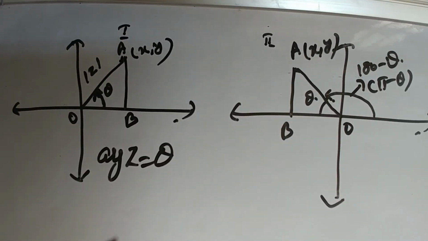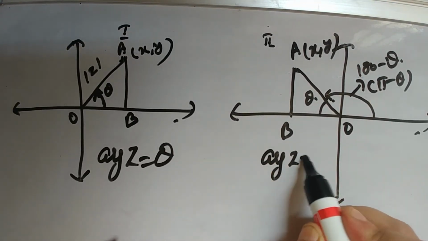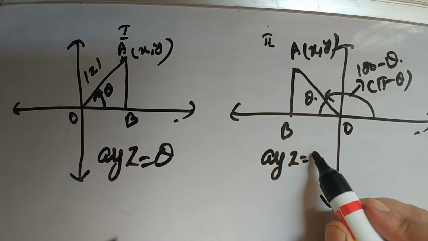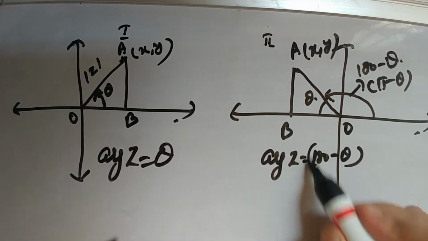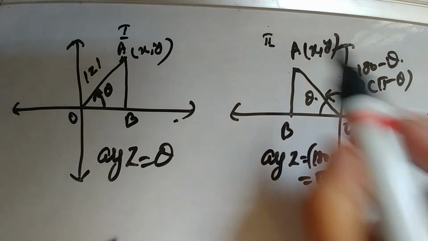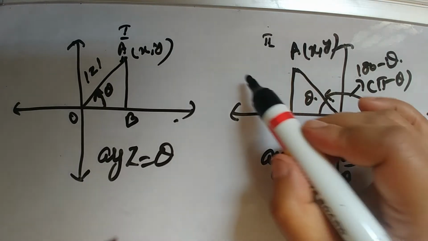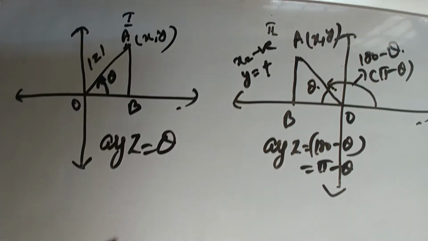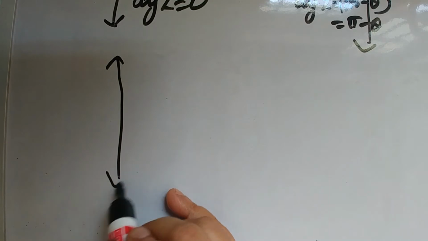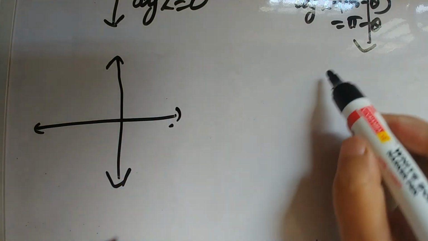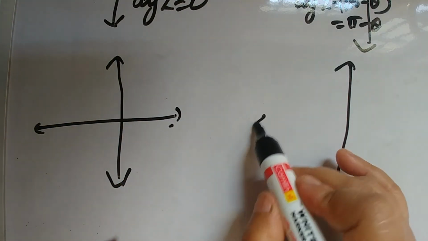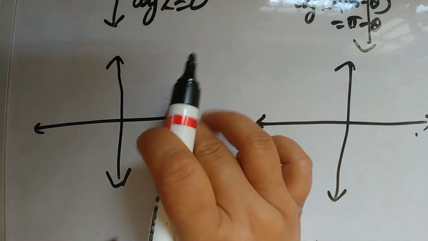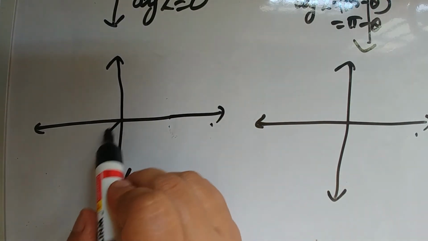Okay, so that's why the argument of z is taken as 180 minus theta, or pi minus theta, when a complex number has x negative and y positive, meaning it is lying in the second quadrant. Now let's come to the case of the third quadrant, and then the case of the fourth quadrant. Okay, so third quadrant means I'll be here.